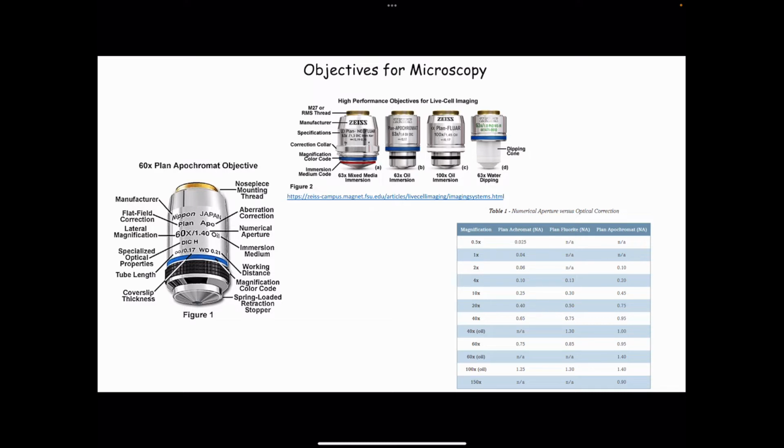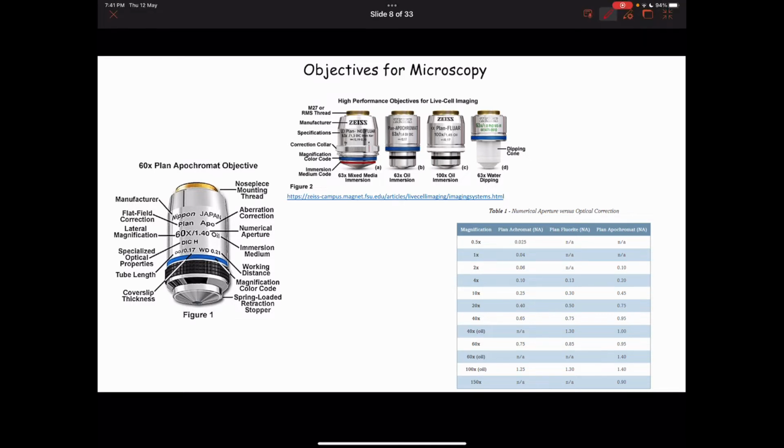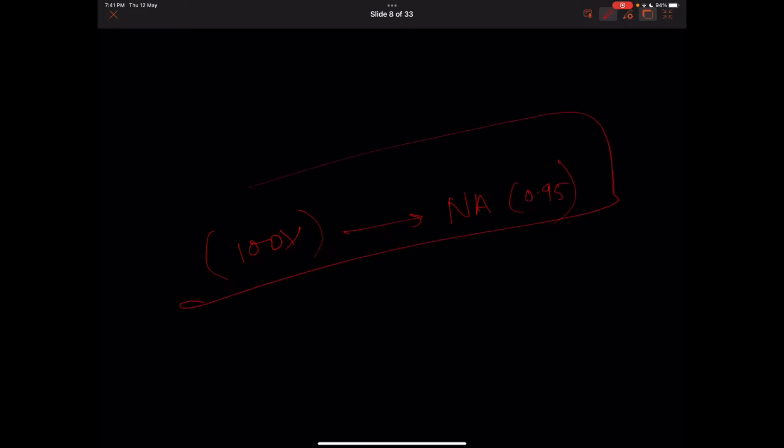Now, consider a high magnification objective lens with low NA. Let's say the magnification of the objective that I gave you is 100x, and it has a numerical aperture value of around 0.95. In this case, it is of no good. Let's say I give you another objective which has a magnification of 100x and a numerical aperture value of 1.45.